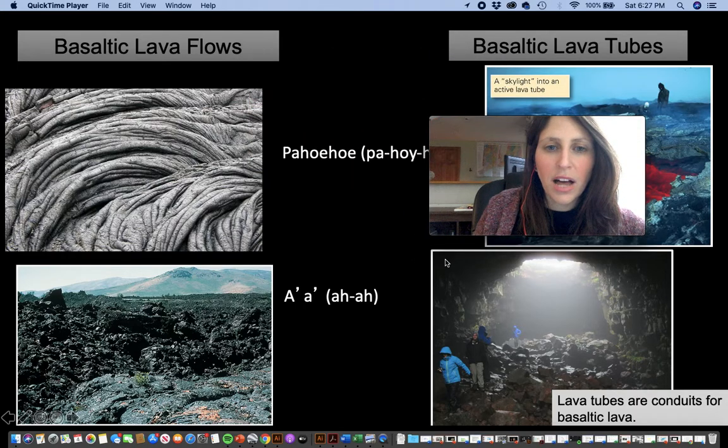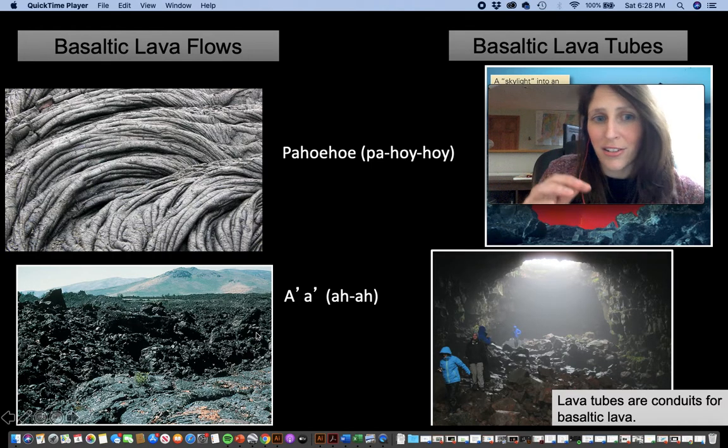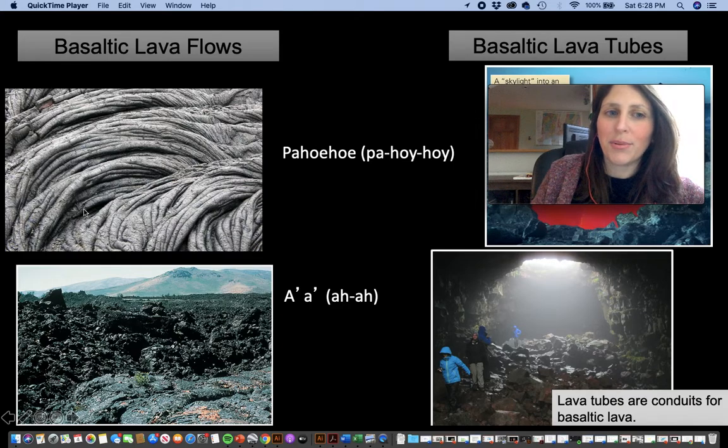Some other basaltic lava flows are Pahoehoe and Aa. So Aa is named because it's a really jagged type of lava flow, and when you step over it, if you're barefoot, it really hurts. It can cut up your feet. So the Hawaiians named it Aa because it hurts. Okay, and Pahoehoe is this type of ropey lava.